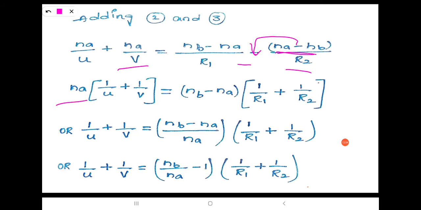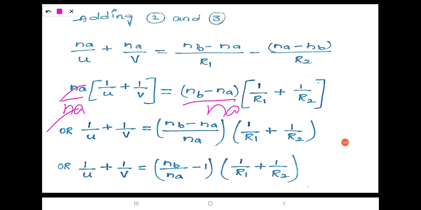Now, from this we can write, here I want to divide this total equation by NA. So NA gets cancelled on the left side, and the right side is also totally divided by NA. So 1/U plus 1/V equals (NB minus NA)/NA times (1/R1 plus 1/R2).